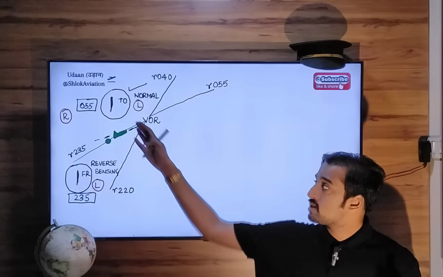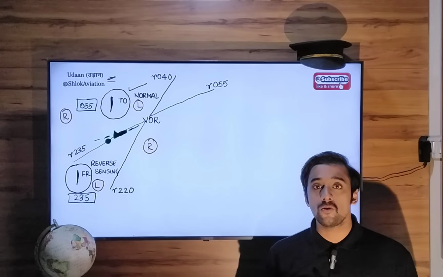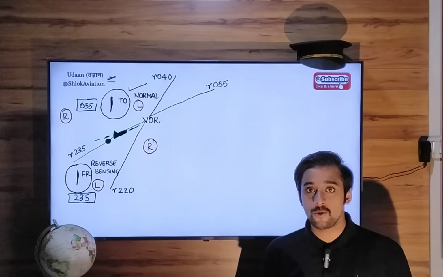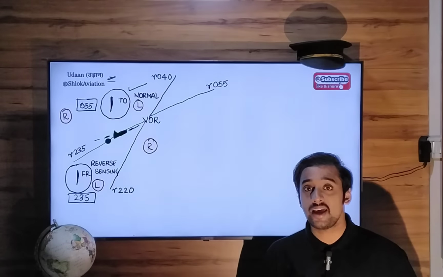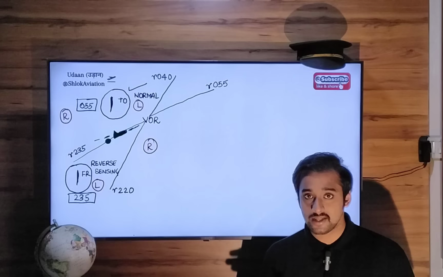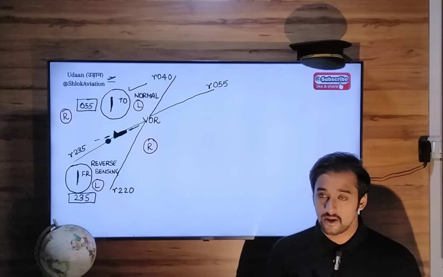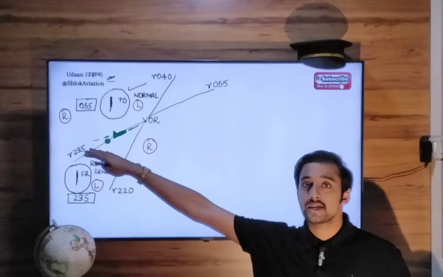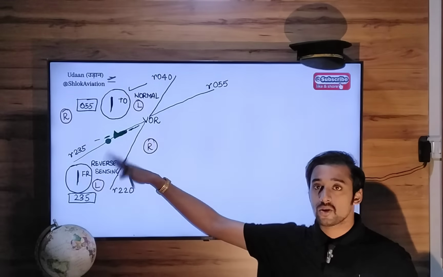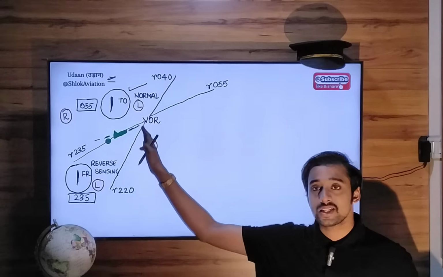Meaning, in normal sensing, if CDI goes left, you fly left. If CDI goes right, you fly right. In reverse sensing, if CDI goes left, you fly right. If CDI moves right hand side, you fly to the left hand side. Okay, so why? Because of this perspective. Going outbound, that is right, this is left. Going inbound, that is left, this is right.